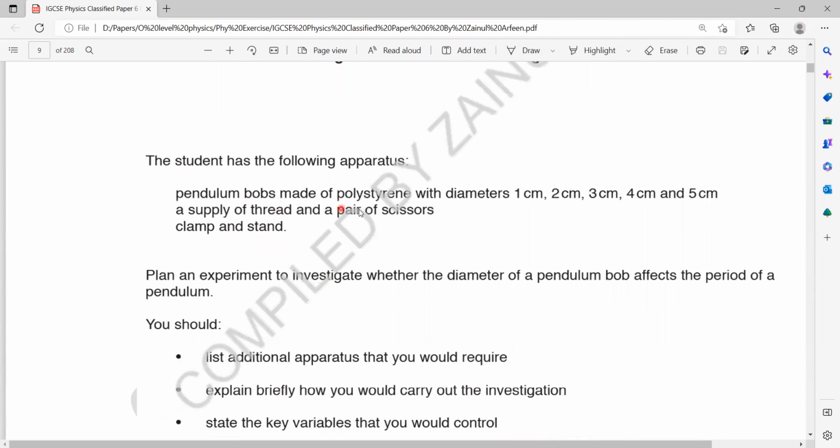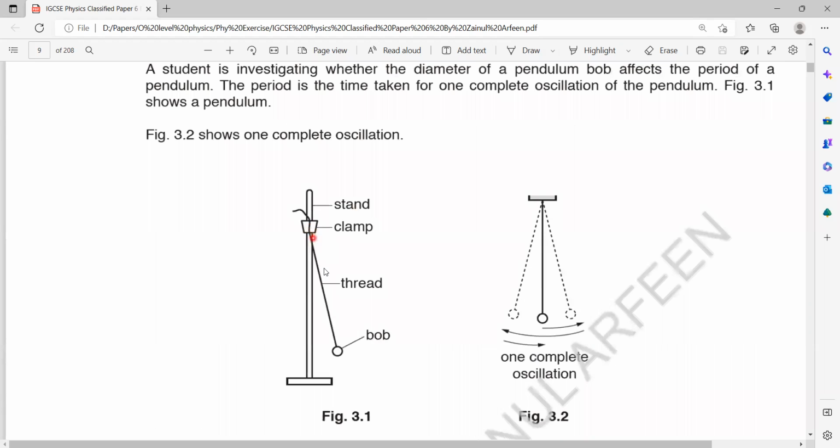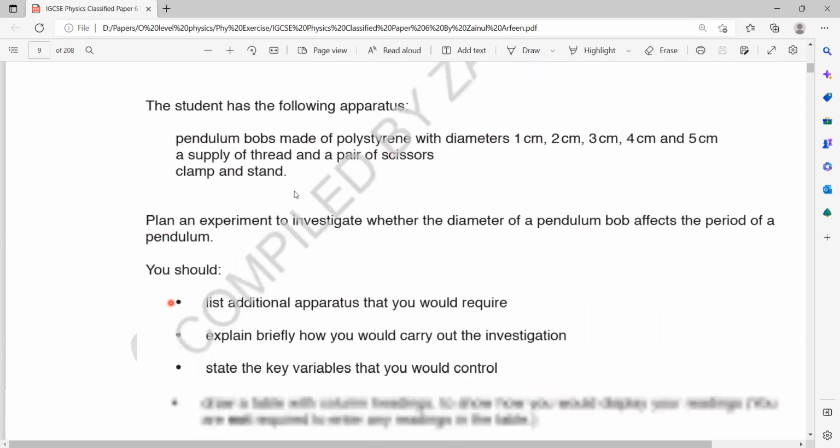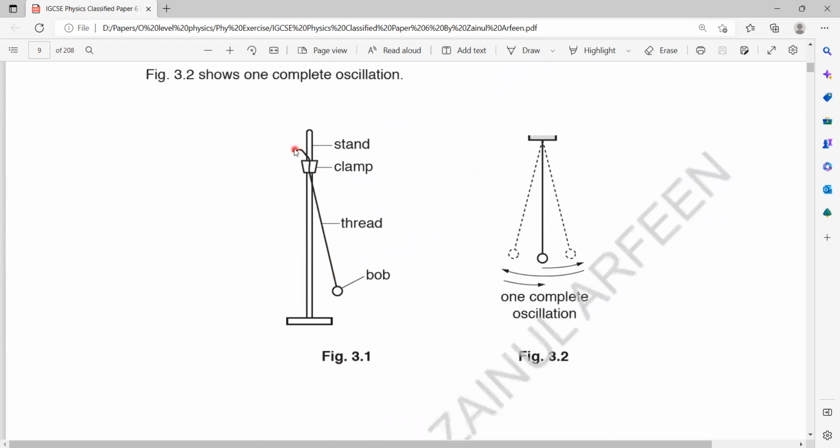There's a pendulum bob which is made from polystyrene having a diameter of 1 centimeter, 2 centimeter, 3 centimeter, 4 centimeter, and 5 centimeter. A supply of thread and a pair of scissors, mainly just to cut the length out of it. The clamp stand is there. You can see the clamp stand, the thread is there, and scissors to cut this thread to a certain length we select.